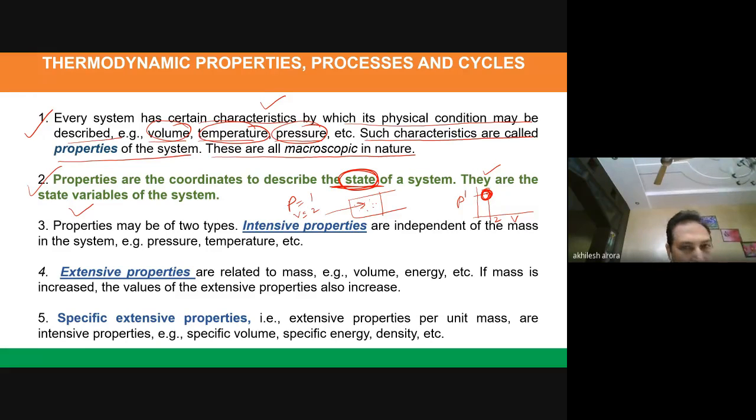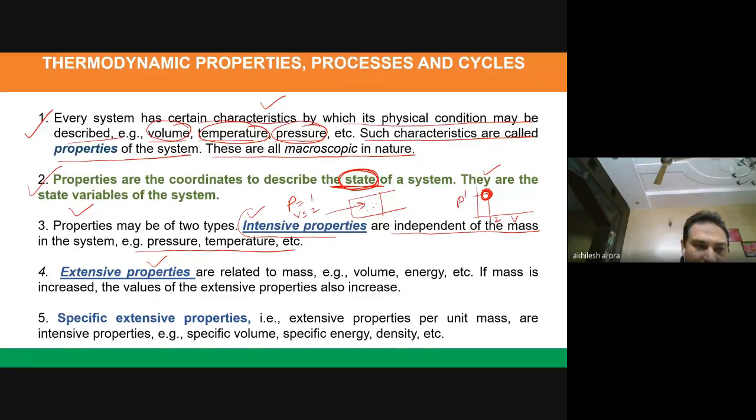Properties of state variables means with the help of which I can identify or plot a particular state of the system, or the substance which is there in the system. Now when I say properties, this could be of two types: intensive and extensive. Intensive properties are those which are independent of the mass, for example pressure and temperature. So pressure and temperature are two intensive properties.